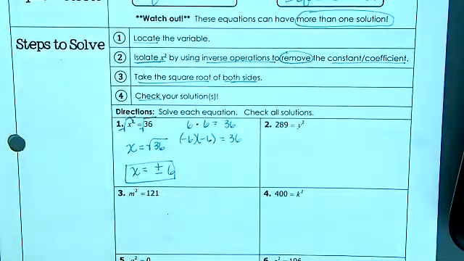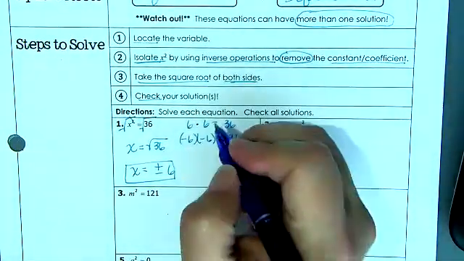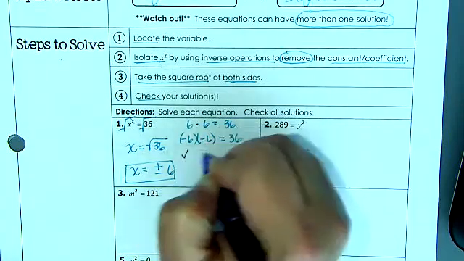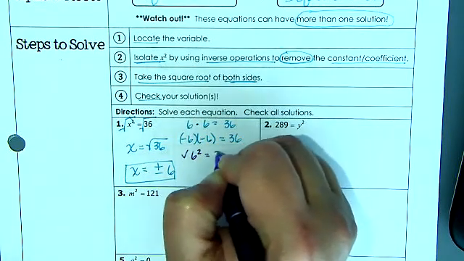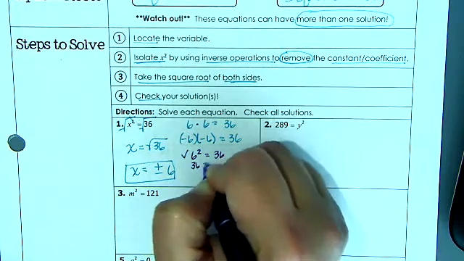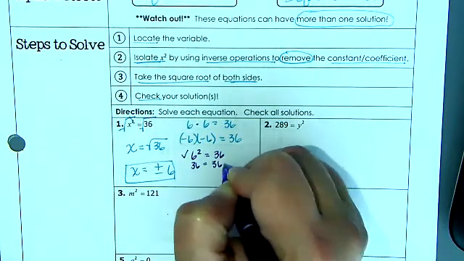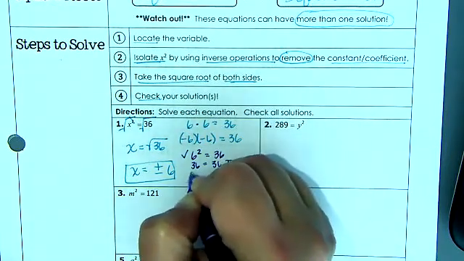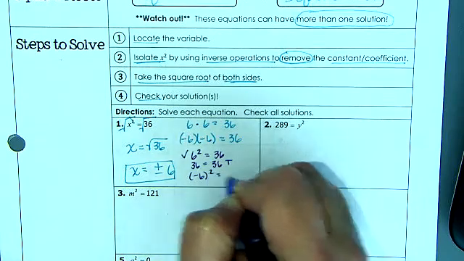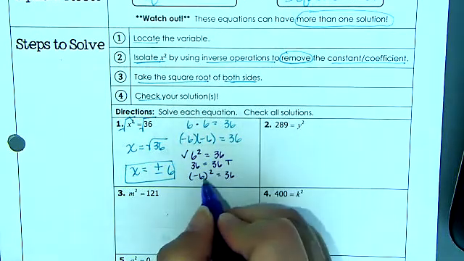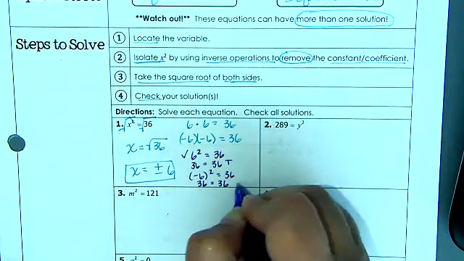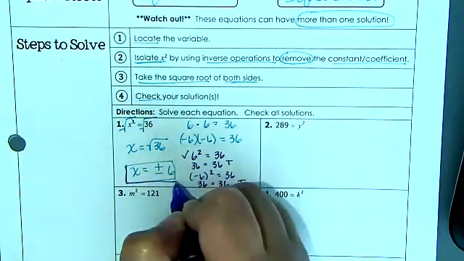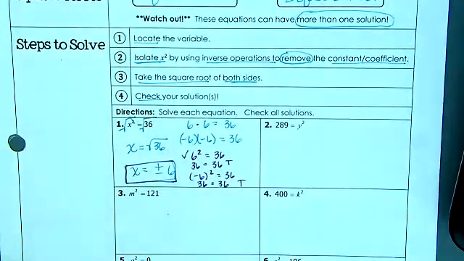Okay, and now I can check, and we want to check with both solutions. So I'm going to check with 6 squared equals 36. Yep, that's going to give me 36 equals 36. This is true. Then I'm going to check with negative 6 squared. Negative 6 times negative 6 does give me 36 equals 36. This is true as well, so that confirms this is my correct answer.